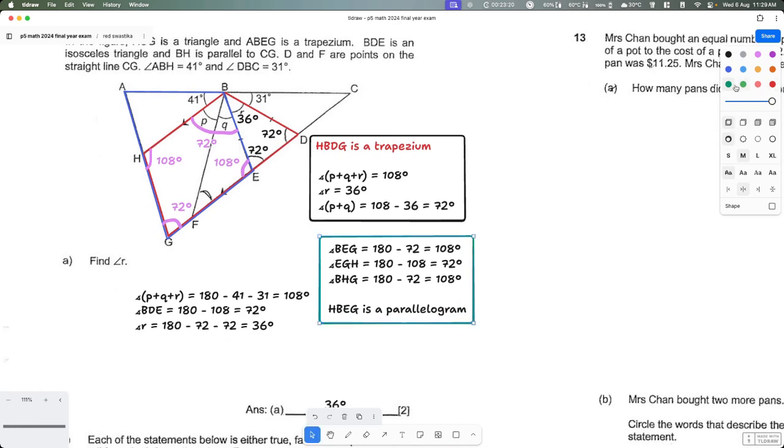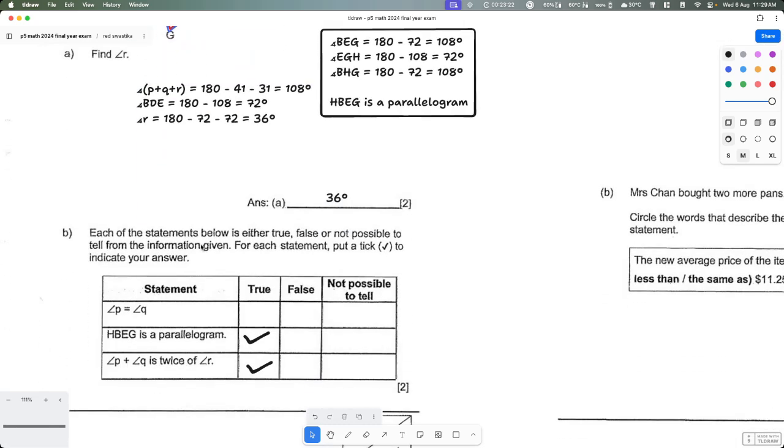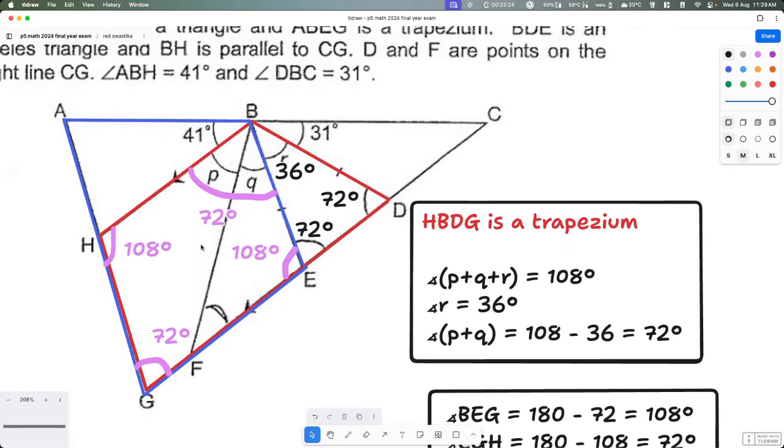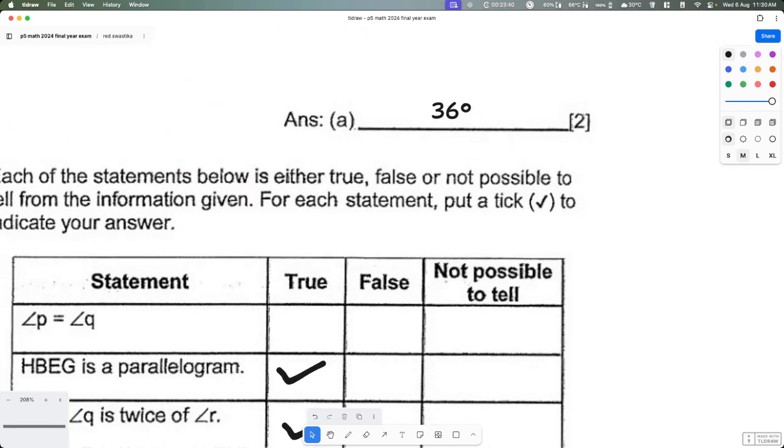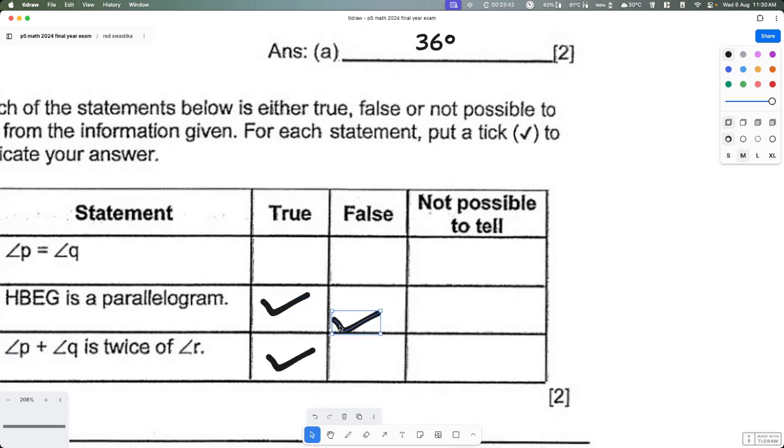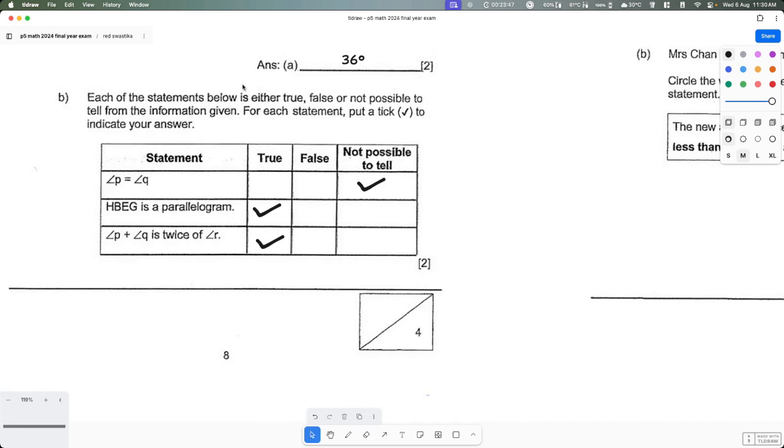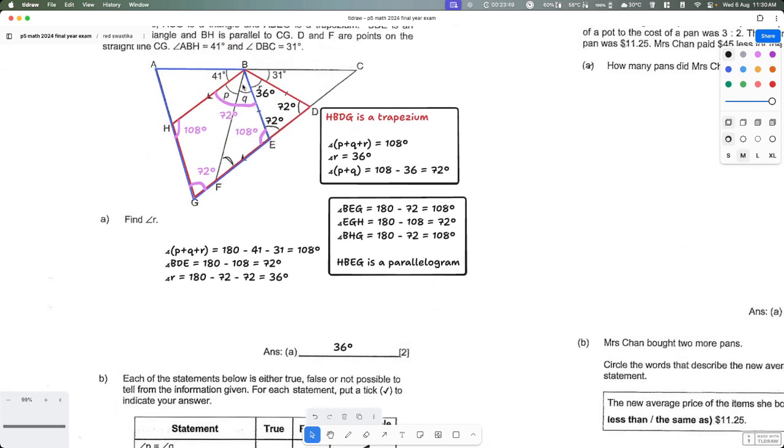All right, so last one, P and Q, P is equal to Q. Can't really say much because we don't know anything about this angle. We know 72, 108, but we don't know this angle over here as well. There's nothing that we can do, so in this case, it's just not possible to tell. Okay, so let's move on to the next question.